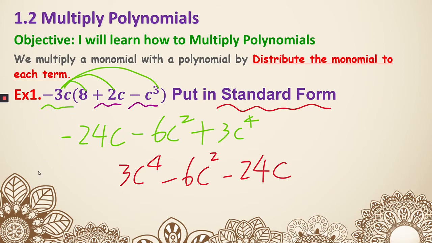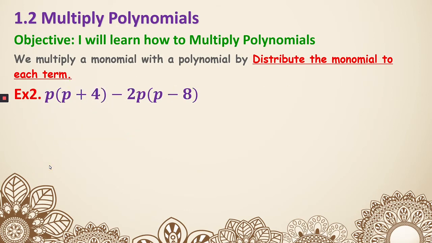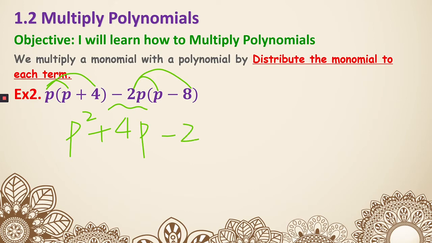Now let's do another one. Number 2, same thing. Draw these lines to indicate to yourself what we're doing. P times P, then P times 4. This is -2P times P, and times a -8. So it's going to be P squared plus 4P. The -2P times P, that's -2P squared. -2P times -8, that is going to be plus 16P.